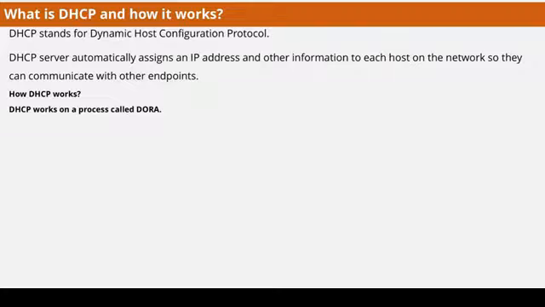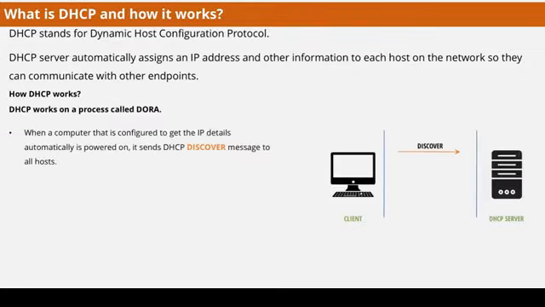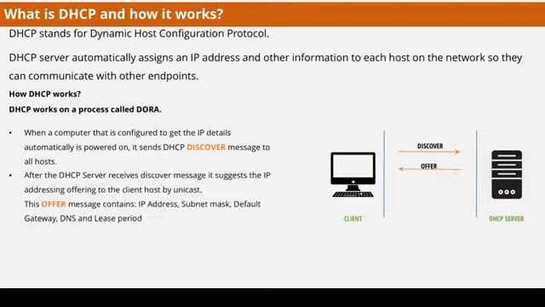DHCP works on a process called DORA. When a computer that is configured to get the IP address automatically is powered on, it sends a DHCP discover message to all hosts. After the DHCP server receives the discover message, it suggests the IP addressing offering to the client host by unicast. This offer message contains IP address, subnet mask, default gateway, DNS, and the lease period.